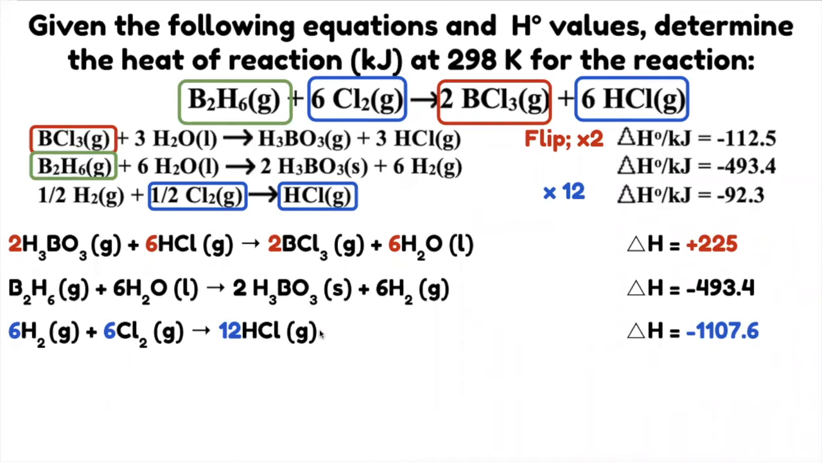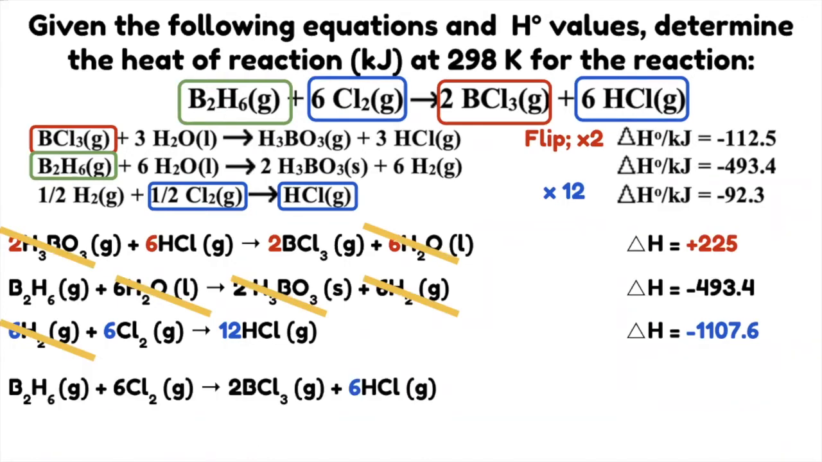After manipulating the data, you can now cancel or subtract or add. Okay, so what can I cancel first? I can cancel H3BO3 because it's not part of the main equation. What else? I can cancel 6H2O. I can also cancel 6H2. The things that are not cancelled are part of the main equation.